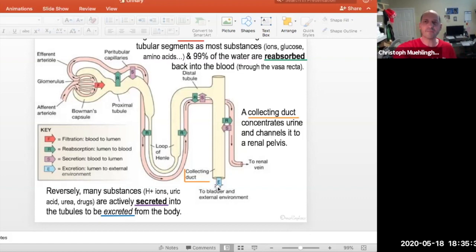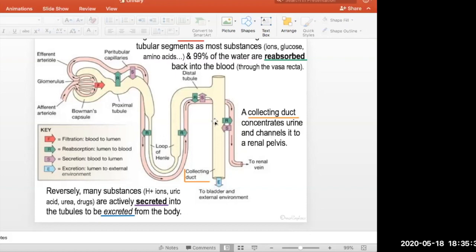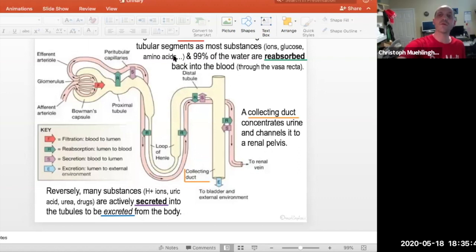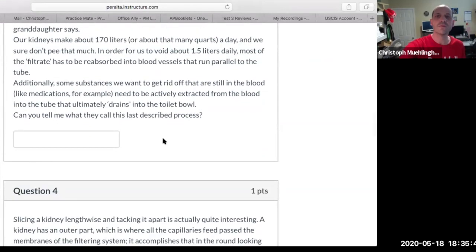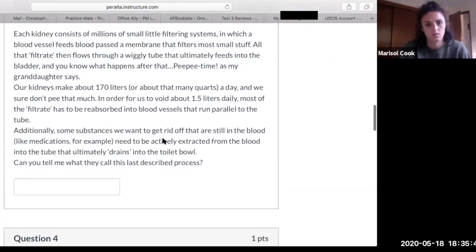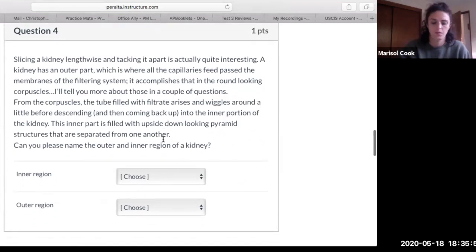Is that all right? Easier? Yes. So secretion is number 5. Huh? So secretion is number 5. Number 3. Wait, number 3. Oh, okay. Got it? Good.